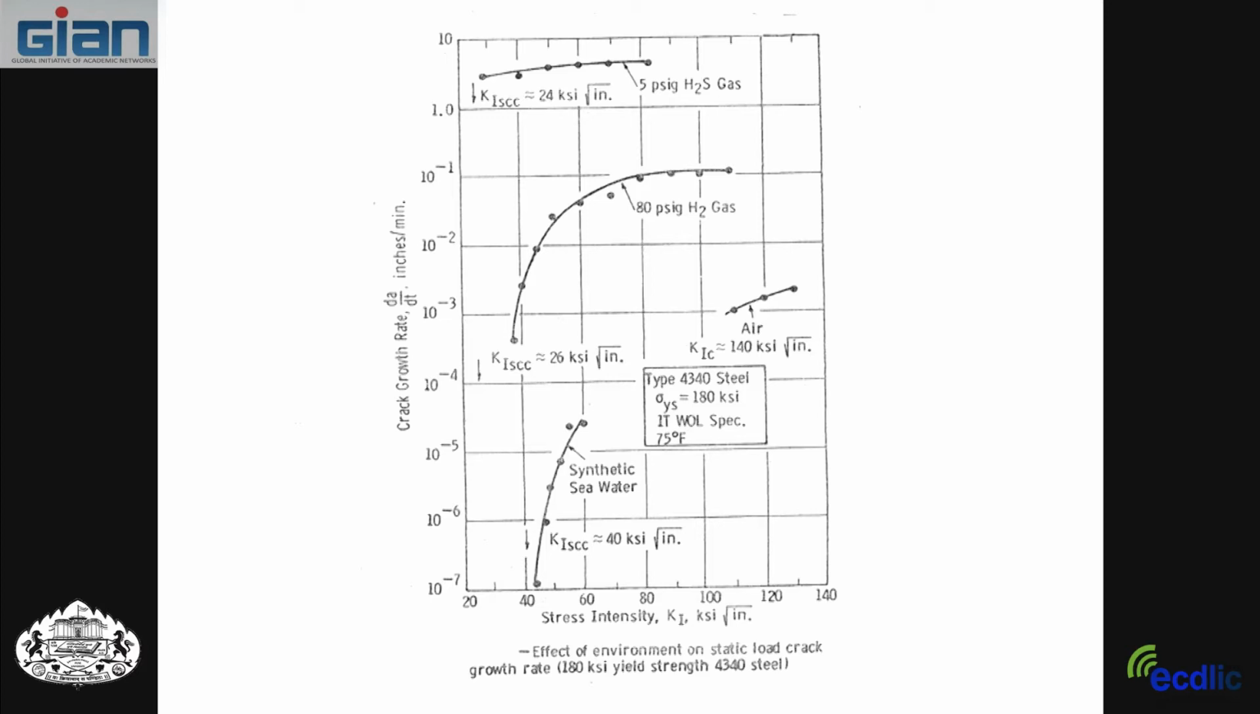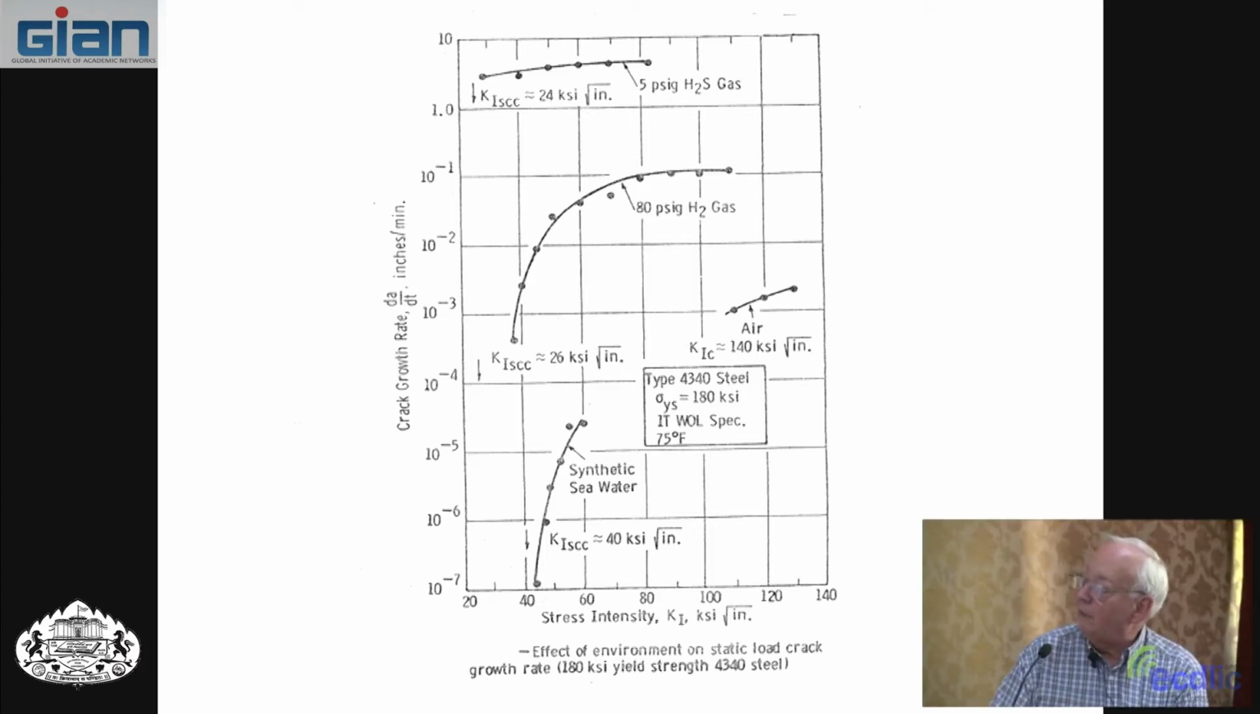Seawater, hydrogen gas, hydrogen sulfide gas. Air is way out here. Seawater is of interest, as I said, to the Navy and other people. At Westinghouse, we used hydrogen gas for cooling generators, and hydrogen gas makes the crack grow pretty fast. Now, hydrogen sulfide gas, people in oil wells and gas wells have what they call a sour gas problem, which is hydrogen sulfide, and it goes really fast.